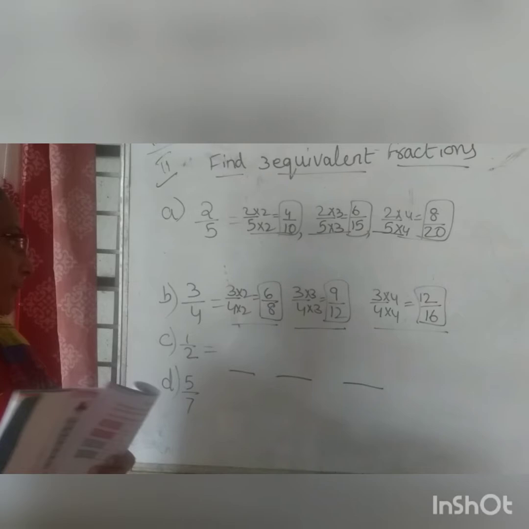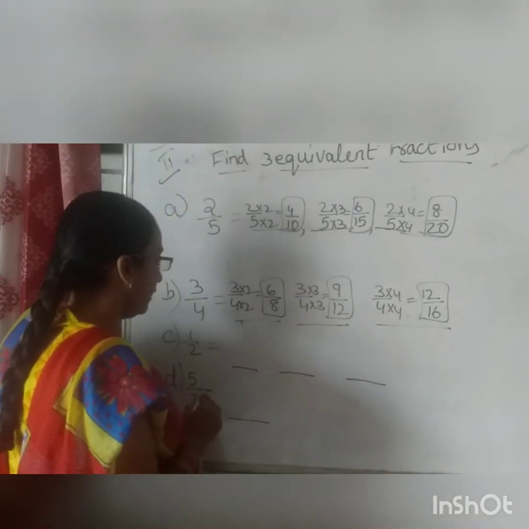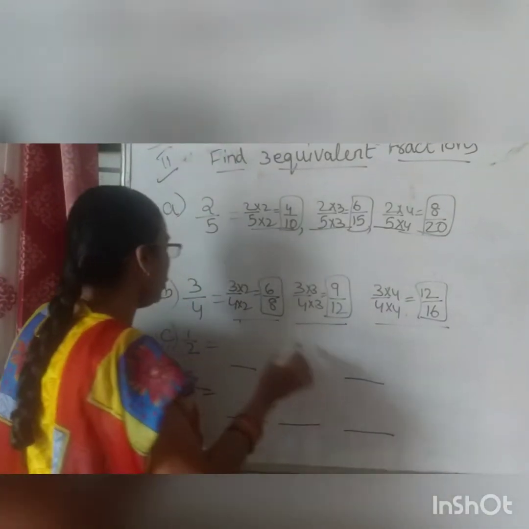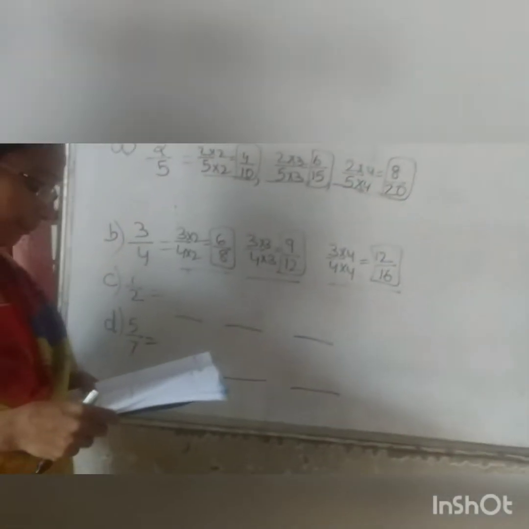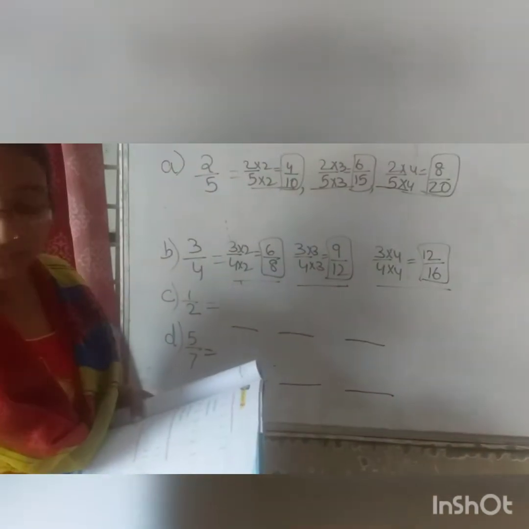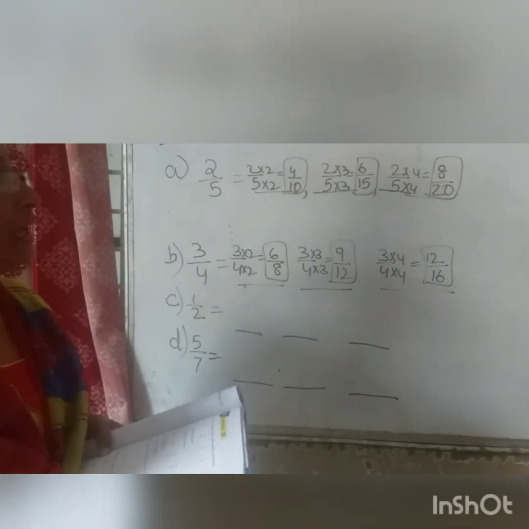Okay? These two sums are for homework, children. You are going to write 3 equivalent fractions of 1 by 2 and 5 by 7. Okay? Did you all copy this? Everybody?